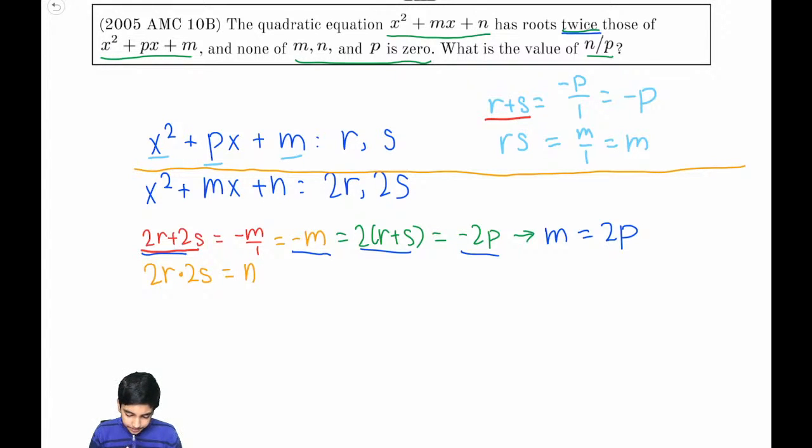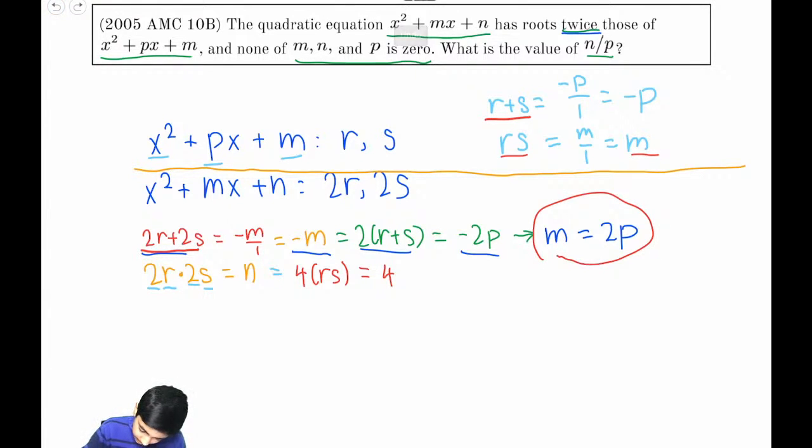Okay, now we know n. 2r times 2s is n, but 2r times 2s is also 4 times r times s. 2 times 2 is 4, r times s is rs. We combine them together: 4rs equals n. Let me just make it a little bit more clear. 4 times rs, well, rs is m, so it's going to be 4m. So we have this one equation here, and you have another equation, which means that n is equal to 4m. I'm going to circle these both, because we're going to use them now.